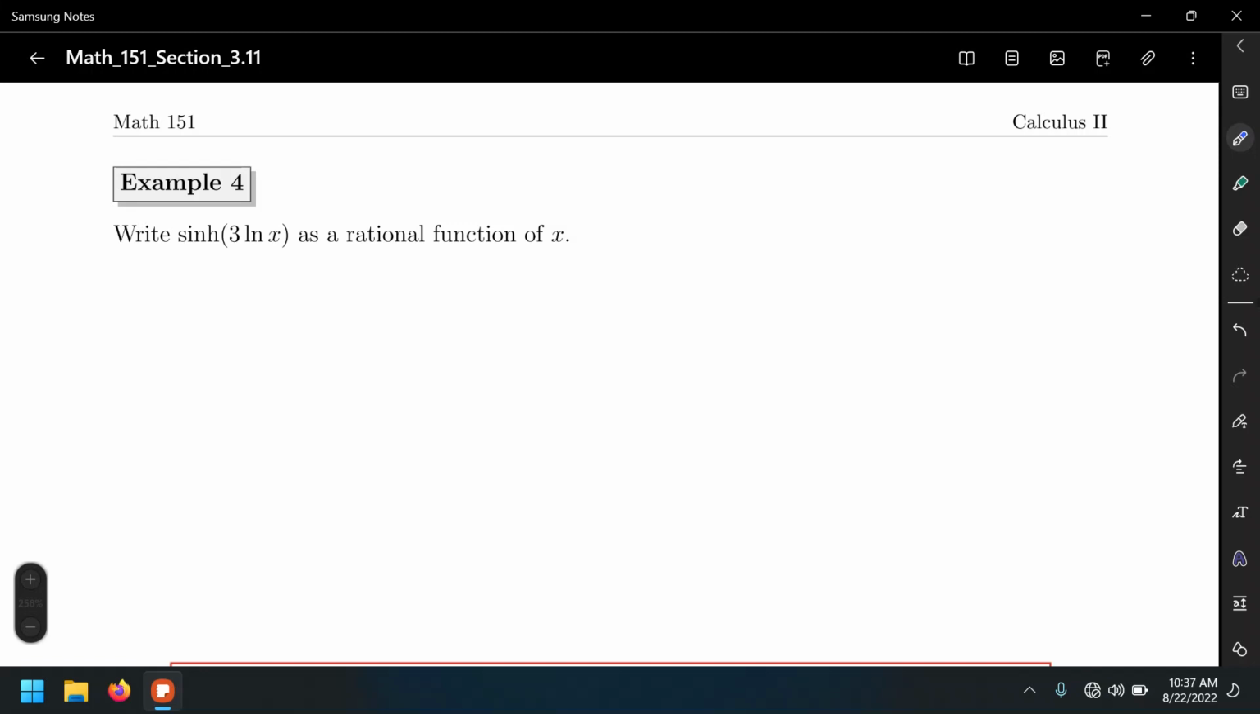Well, so number one, sinh of 3 ln x. Let's write down the definition of sinh, which in terms of exponentials is e to the x minus e to the negative x over 2, but in this case it's not just going to be e to the x. We have a composition of functions, which in this case is 3 ln x and negative 3 ln x.